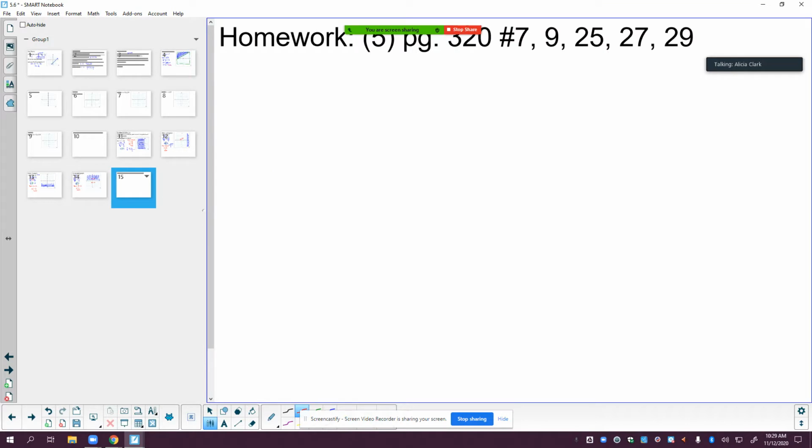So you're going to continue on the homework. It's on the same page, 320. Numbers 7, 9, 25, 27, and 29 are all of these single variable problems. If you want to continue doing it on the same piece of paper, you can just draw a line or something and label it as part 2, because there are 2 different parts of homework. Just make sure you have it clearly labeled that this is the second part of 5.6, and you only have 5 questions that you're going to be doing here.